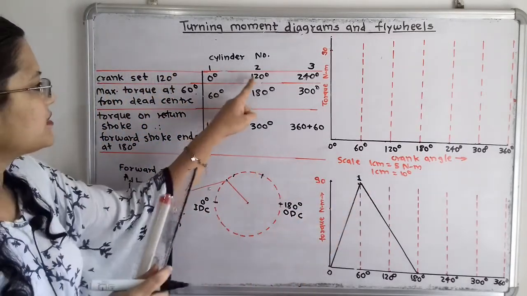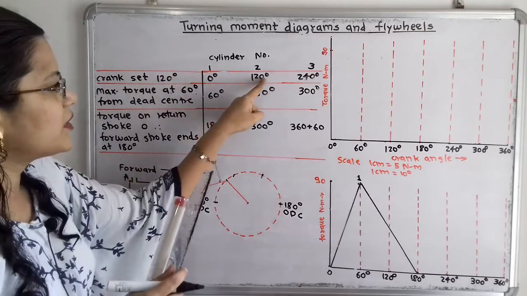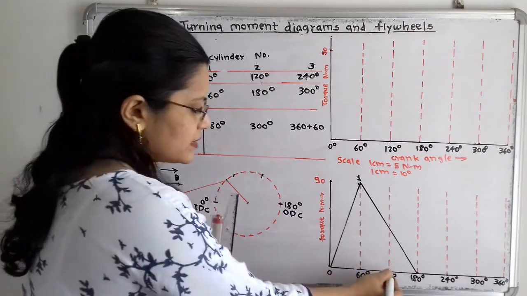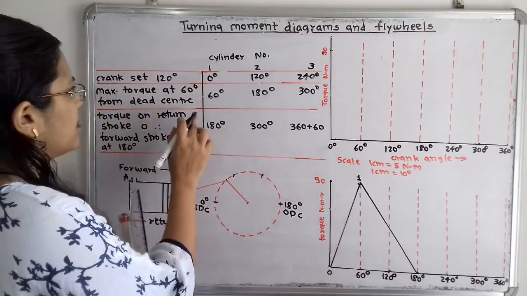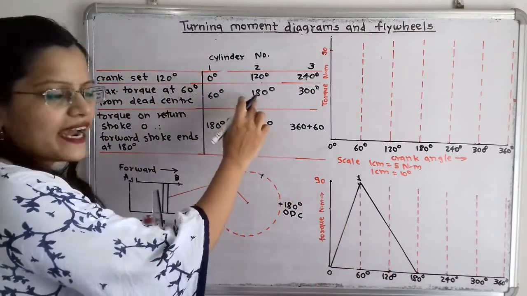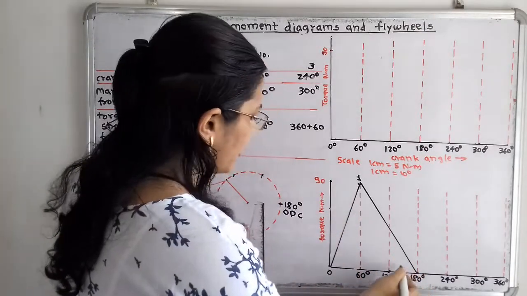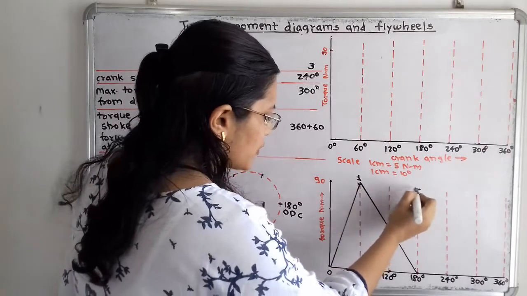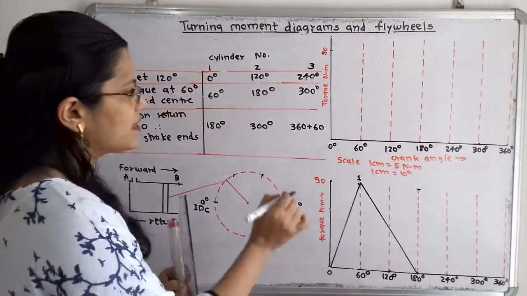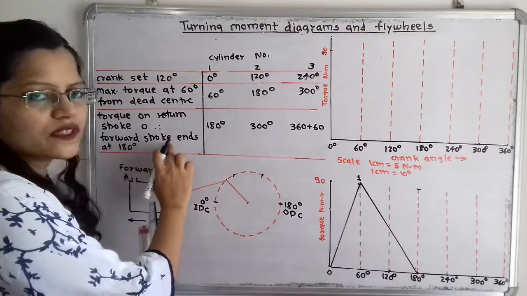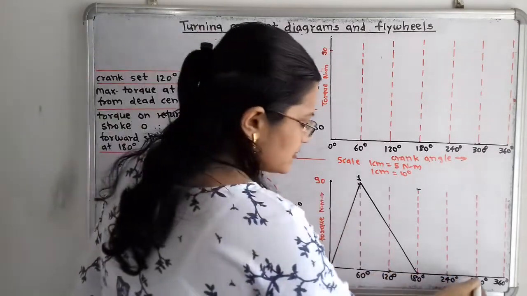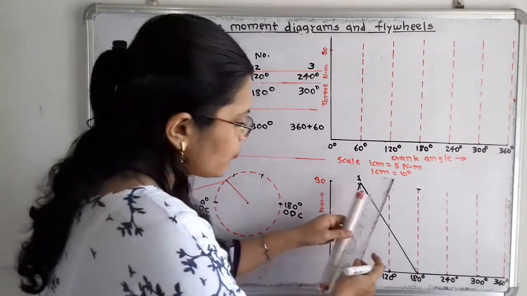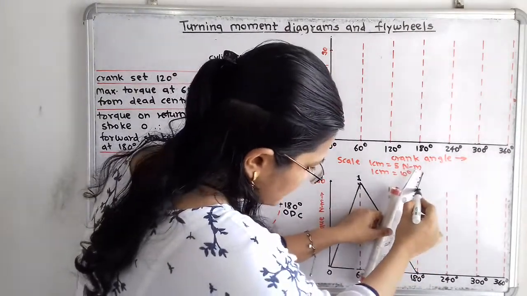Then for the second cylinder, the crank is set at 120 degree, so inner dead center is at 180 degree. So we will select this point. Then the maximum torque is obtained at 180 degree, so the maximum torque is 90 Newton meter. We will select one point here, and this forward stroke is completed at 300 degree. In this way these 3 points are selected. Now we will join these 3 points.